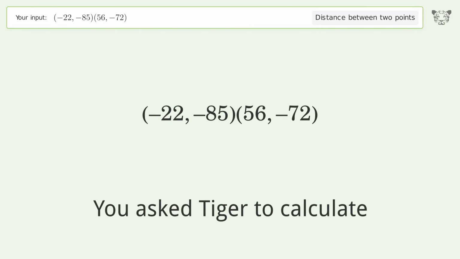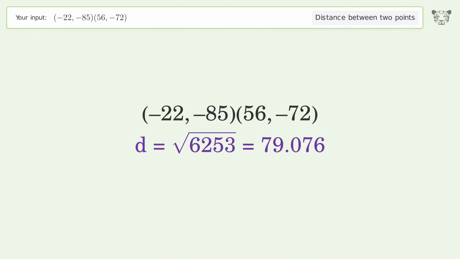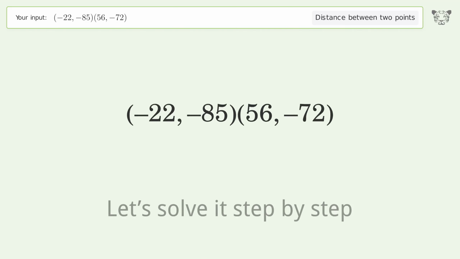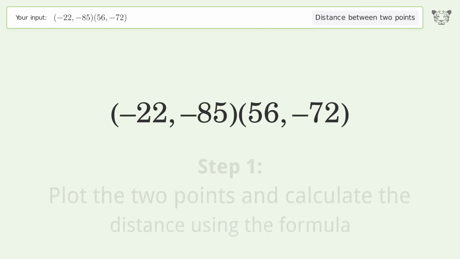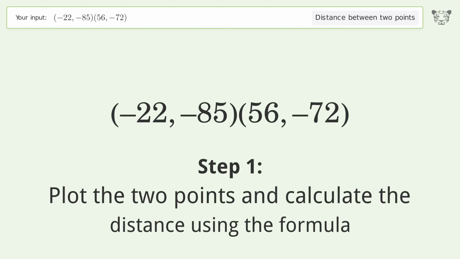You ask Tiger to calculate. This deals with the distance between 2 points. The distance between the 2 points is the square root of 6,253, or 79.076. Let's solve it step by step. Plot the 2 points and calculate the distance using the formula.